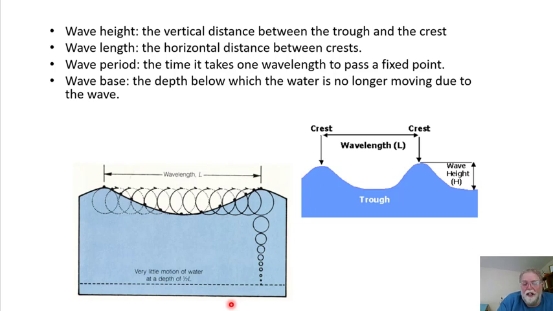Okay, now I mentioned in the open ocean that waves just move energy, right? They're not moving water. The water ends up going in a circle here. The water does this, right? The water just goes in a circle as the wave goes by and ends up right back where it started.